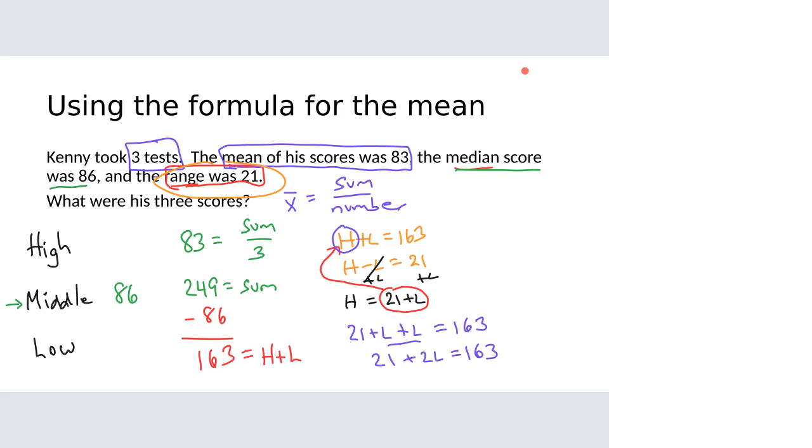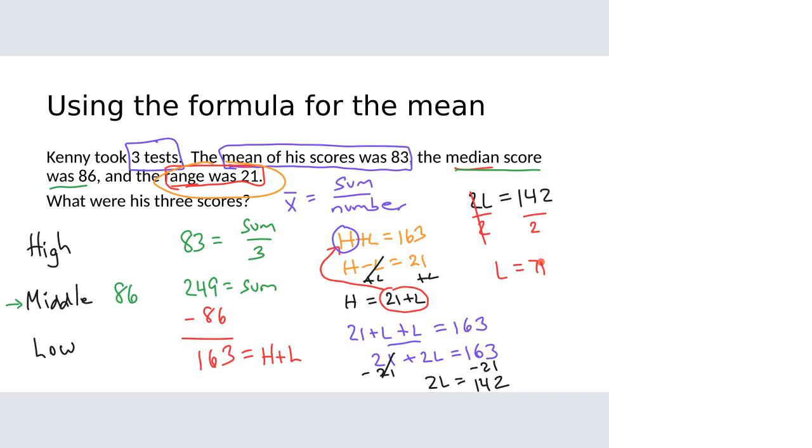Excellent, Genesis. Thank you very much. We're going to subtract 21 on the left and subtract 21 on the right. These will cancel, giving me 2L is equal to 142. And then one last step to go. In order to get multiplication to go away, I'm sitting here at 2L equals 142. I need to divide by 2 on the left, divide by 2 on the right. Those will cancel, and I get that L is 71.